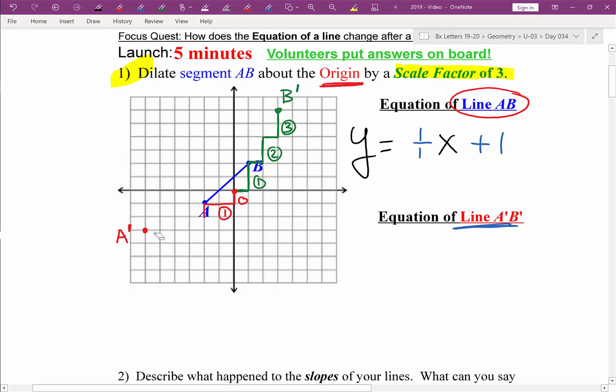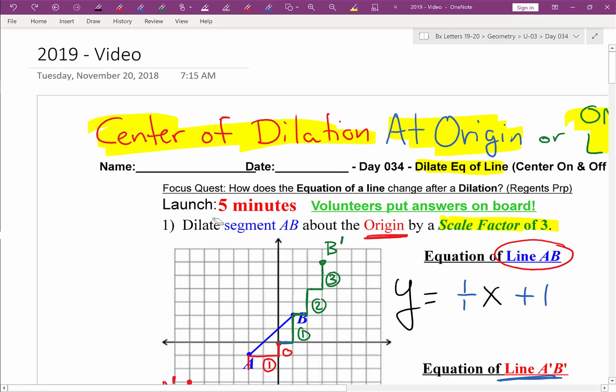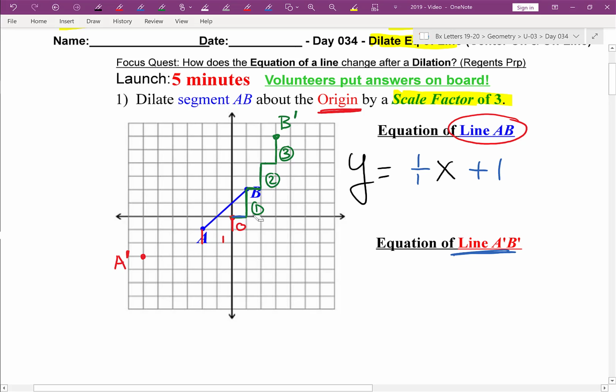Now I'm going to erase all of my construction marks. We're going to draw in our line from A prime to B prime. And we can pretty clearly see that the y-intercept is 1, 2, positive 3. So when I go to write my new equation, it's going to be y equals x plus 3, and we'll fill in the slope in a second.